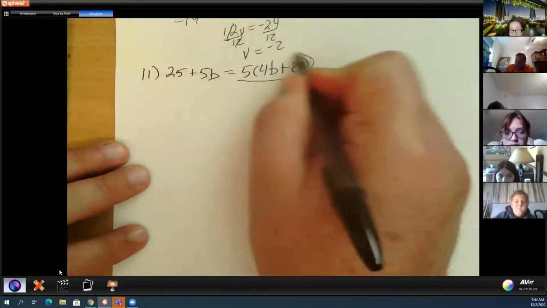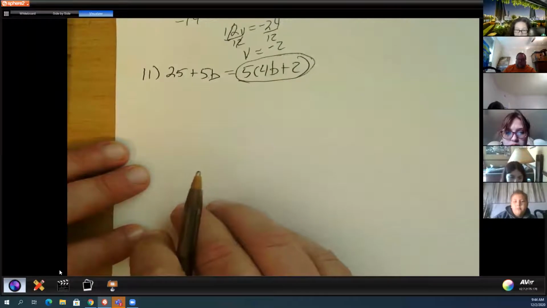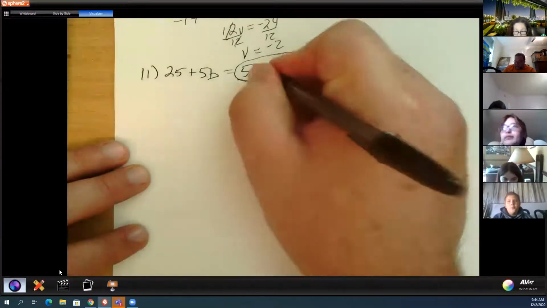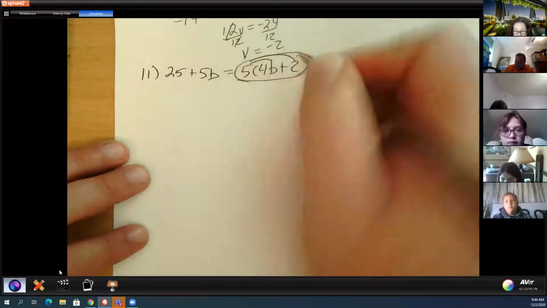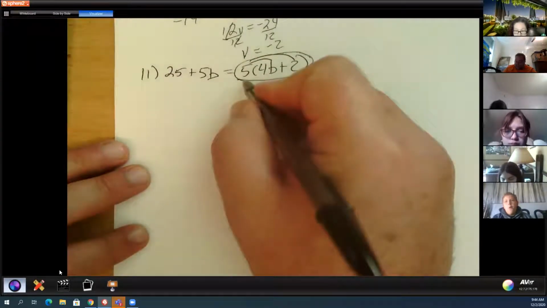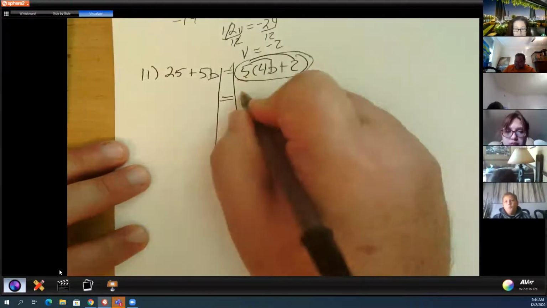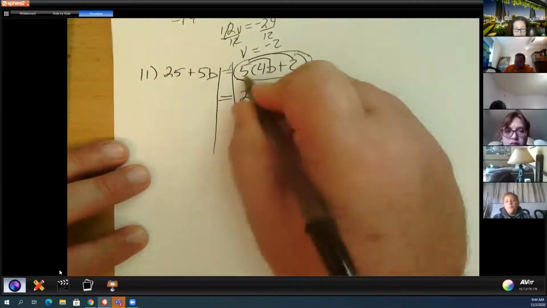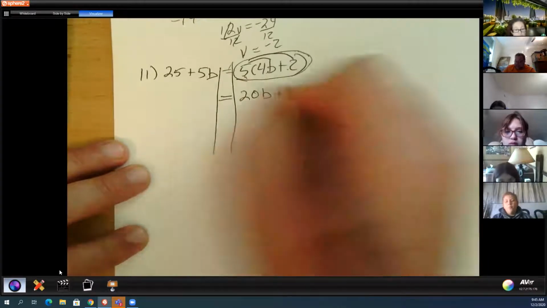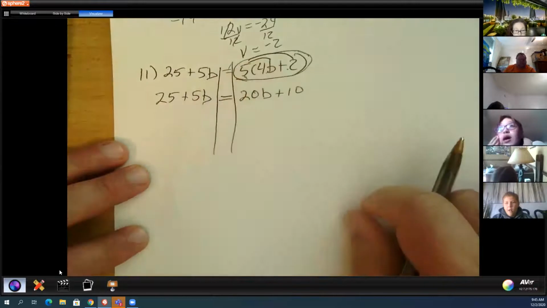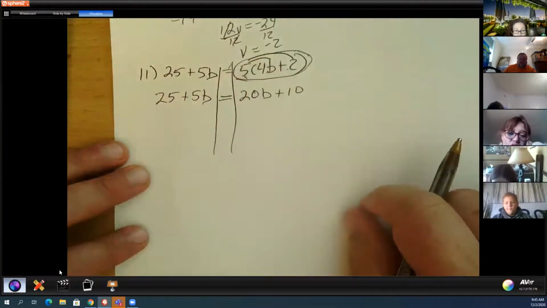Remember, we have a parentheses here. That's what we always have to do first, right? PEMDAS. How do I get rid of it? Well, I'm distributing this 5 into both of them. Here's my line. 5 times 4b is going to give me 20b. 5 times 2 is going to give me 10. Now I'm just going to bring this down. Now what do I do?